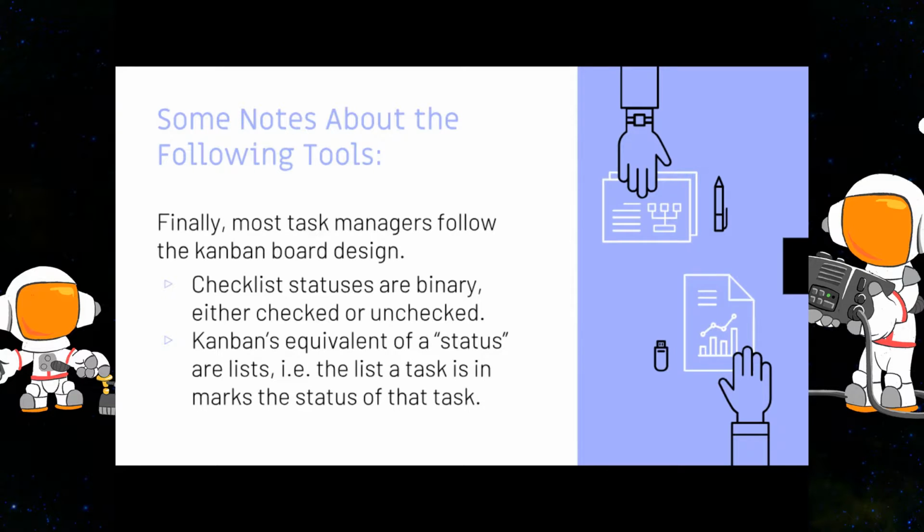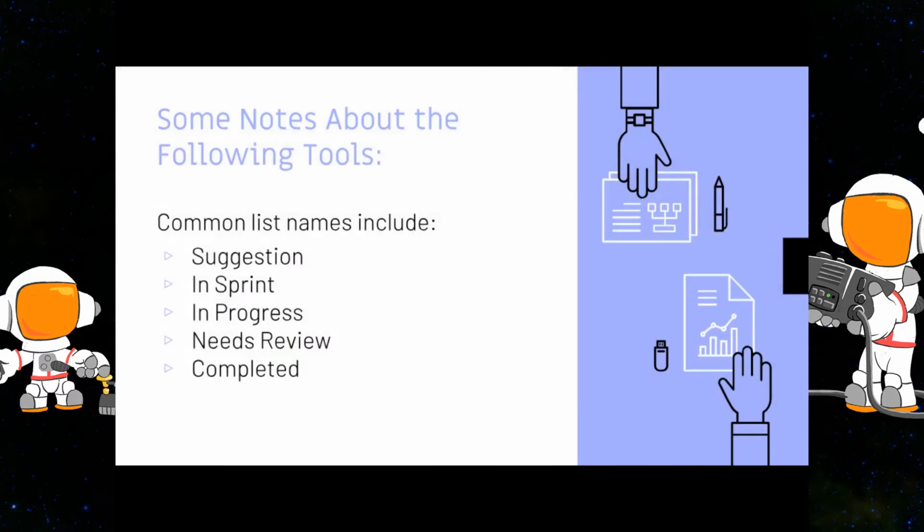All right. Finally, most task managers follow what's called a Kanban board design. Kanban solves a single problem that checklists have, which is that checklist statuses are often binary. It's checked or unchecked. It's crossed out or not crossed out. Kanban's equivalent of statuses are lists, i.e. the list a task is in marks the status of that task. So that way, because you can have multiple different lists, you can mark each of these tasks in the following states. For example, suggestion, in sprint, in progress, needs review, and completed.